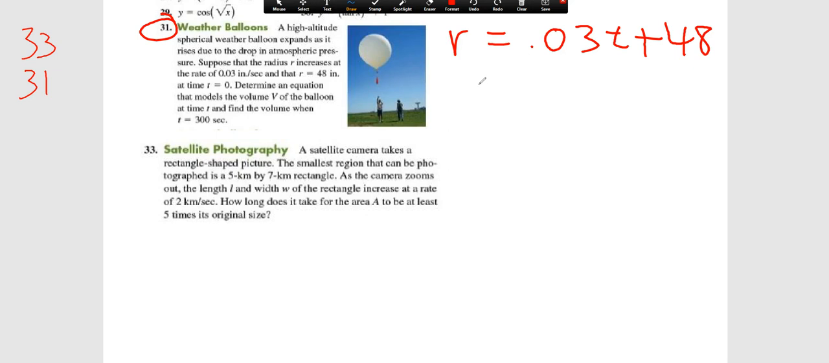Determine an equation that models the volume V of the balloon at time t. Okay, well we know that volume for a sphere is 4/3 pi r cubed. What shall we do? We want V on one side and t somewhere on the other. We don't want an r anywhere. Yes, sir. Is that what you were going to say? Yes, that is exactly what we need to do. Substitute.